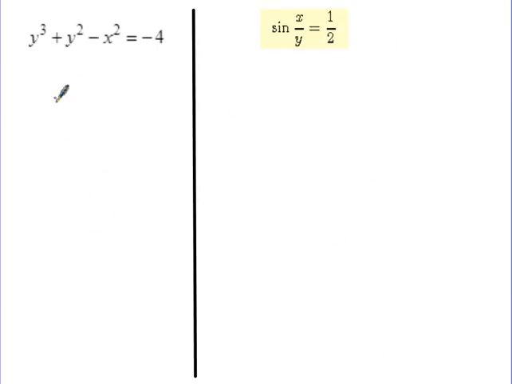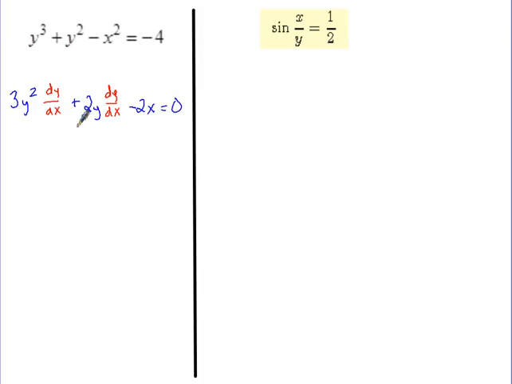Alright, we're going to kick it up a little bit. So I have y cubed plus y squared minus x squared equals negative 4. Again, notice I have two y's this time. I can't combine them, so I'm going to just do what I need to do. So take the derivative of everything with respect to x. That would give me 3y squared dy/dx plus 2y dy/dx minus 2x equals 0.